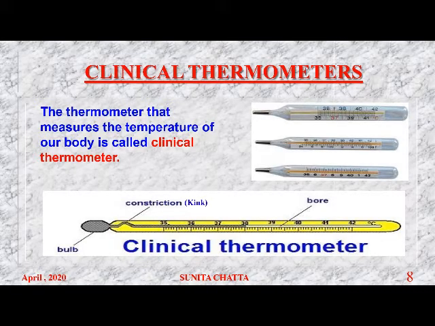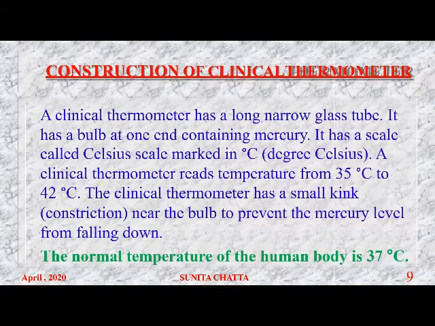Now, thermometer. Thermometer that measures the temperature of our body is called clinical thermometer. Construction of clinical thermometer. A clinical thermometer has a long narrow glass tube. It has a bulb at one end containing mercury. It has a scale called Celsius scale marked in degrees C or degrees Celsius. A clinical thermometer reads temperature from 35 degrees C to 42 degrees C. The clinical thermometer has a small kink or constriction near the bulb to prevent the mercury level from falling down. The normal temperature of human body is 37 degrees C.